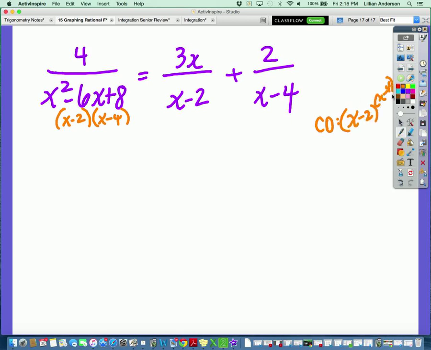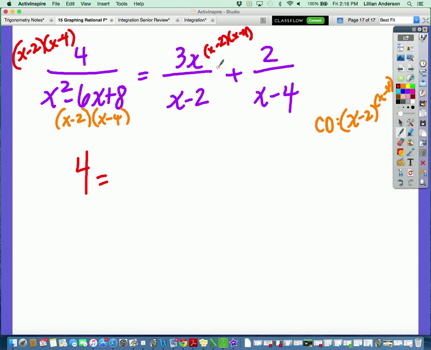So you should multiply every single fraction, every single term by that common denominator. So if I multiply this by x minus 2 times x minus 4, what do you think is going to happen to the denominator? Goes away, and you're just left with the numerator over here.